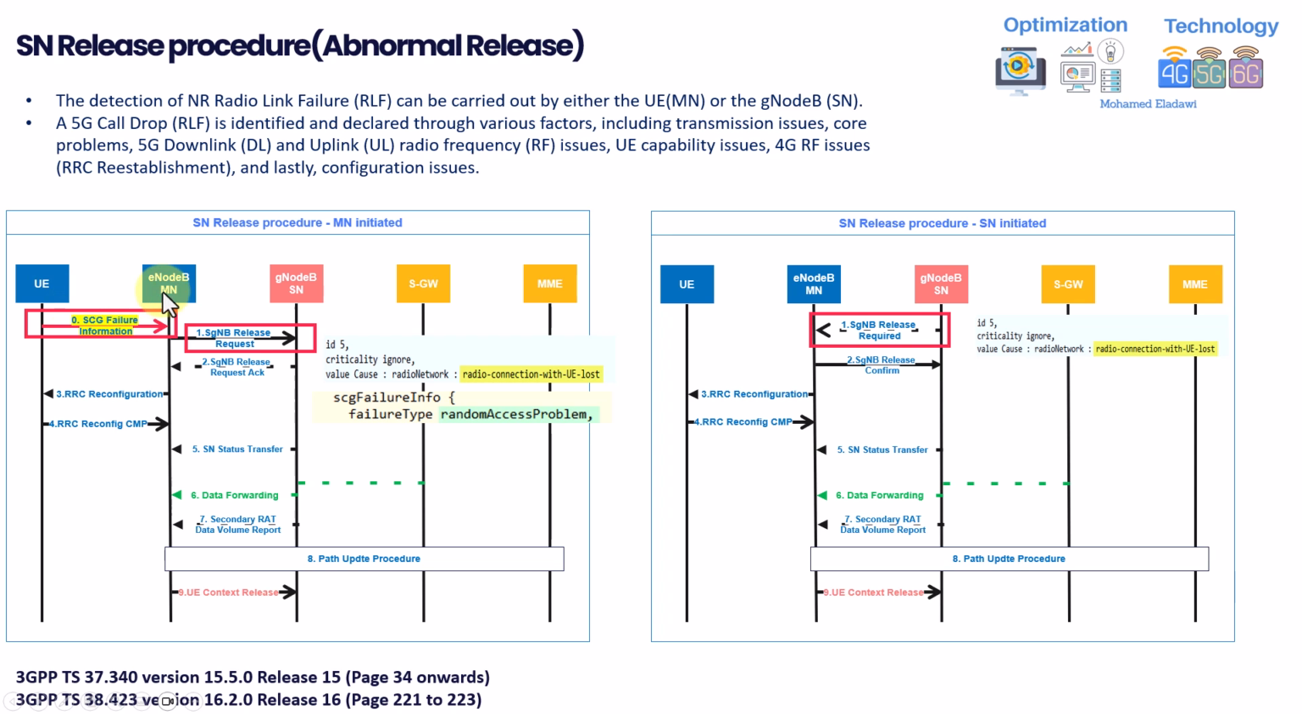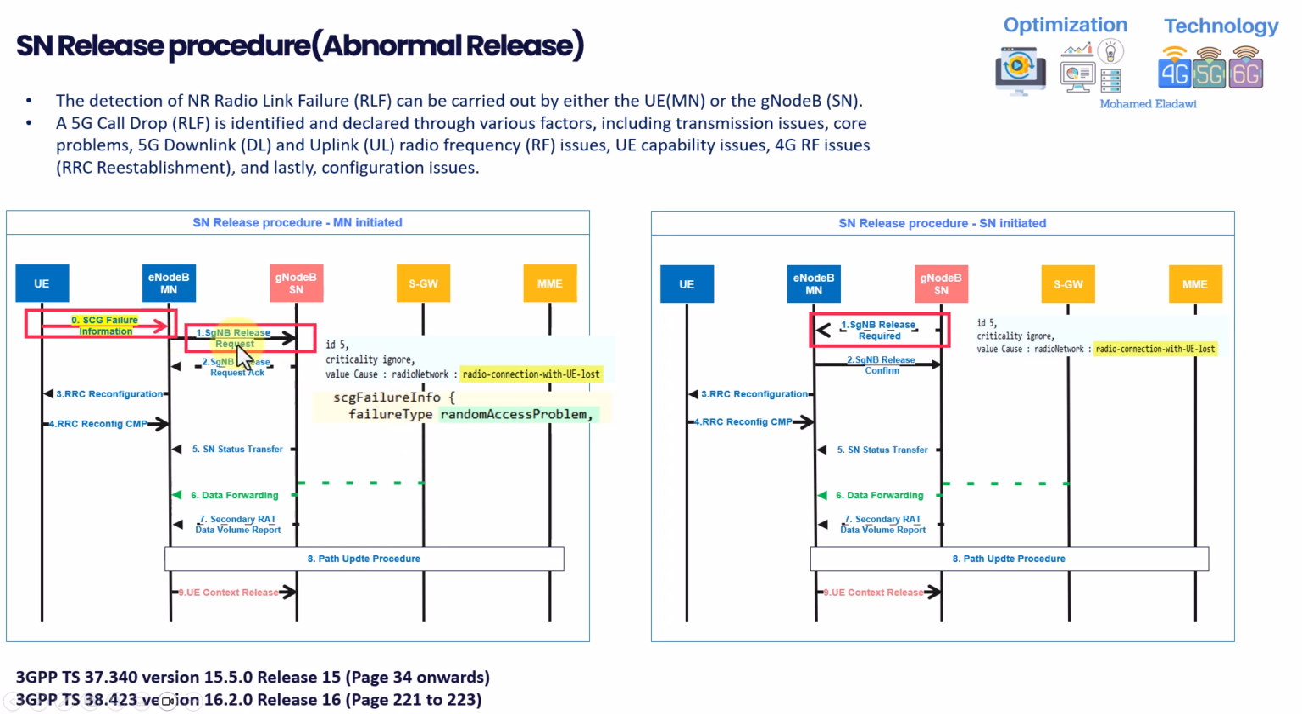Here the UE will report, I would like to release this because I have a failure with the secondary node. So in general, now it is the connection lost between the UE and the secondary node. Here it will be reporting, and within this message it will state what the cause is. For example, here the secondary cell group failure information is random access problem: I have a random access problem, I cannot access. I will show the signaling flow for this part in the next slide.